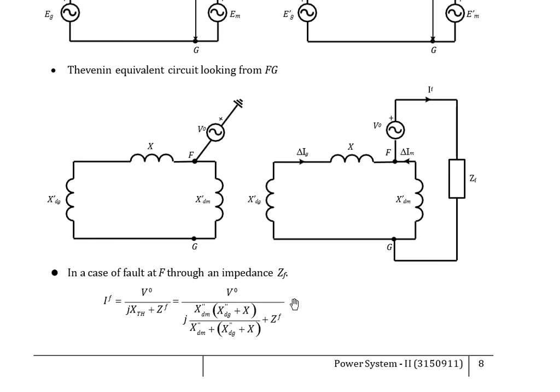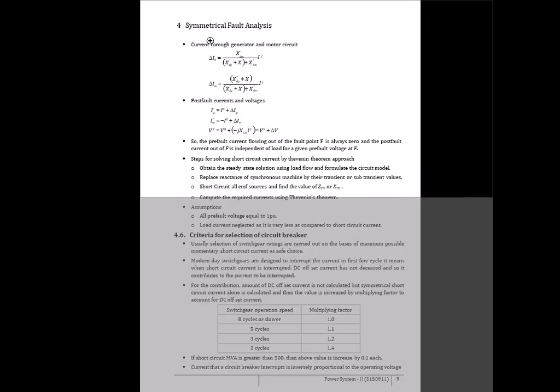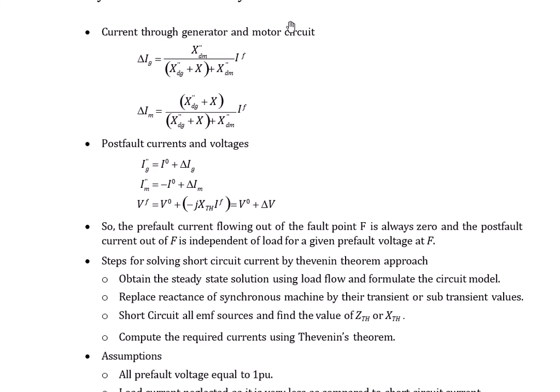So how can we calculate ZTH? ZTH is simply the summation of these two reactances, so XDG double dash plus X is the sum, and this summation and this reactance are in a parallel connection. So we solve it like a parallel connection, and we will get this formula. So the current through the generator and motor circuit will look like this.